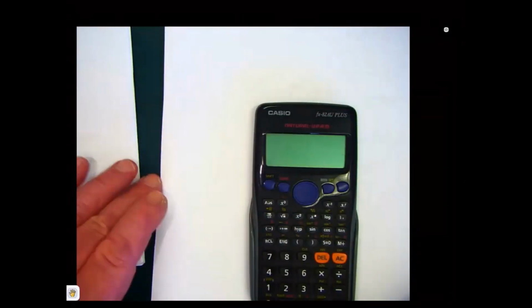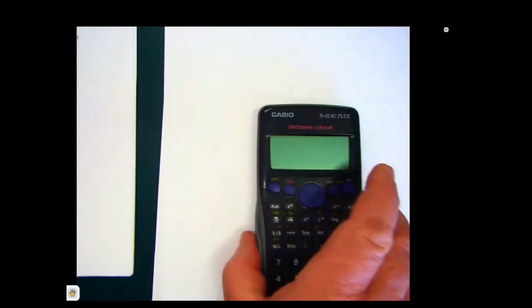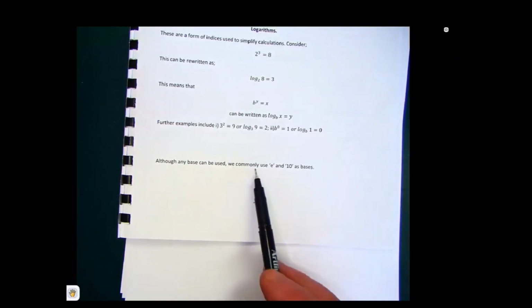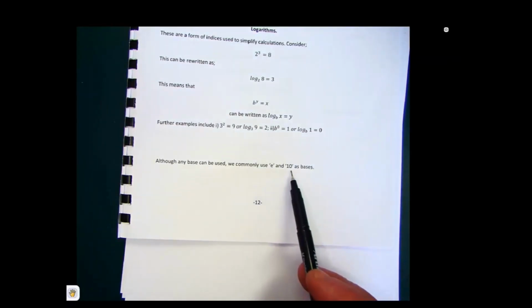Now, sometimes, very rarely, your lecturer might ask you to work in different bases. But if you have a look on the bottom of that page, although any base can be used, we commonly use e, that's natural log, and base 10 as bases, because those are the two that we have buttons for quick calculation on your calculator.